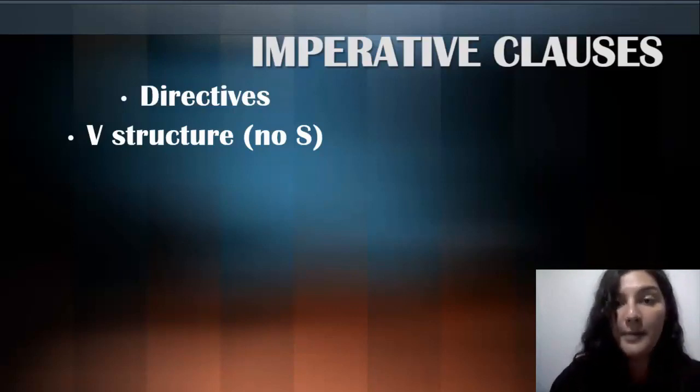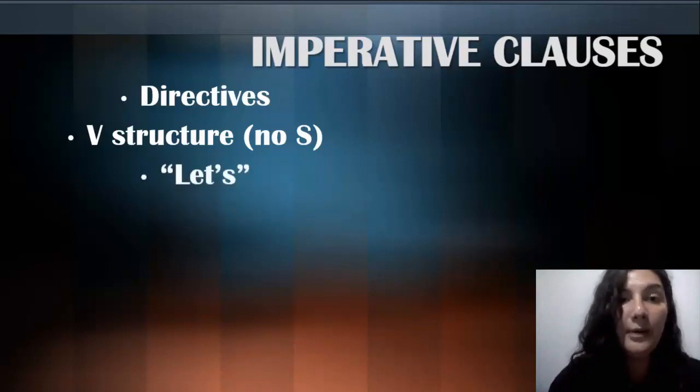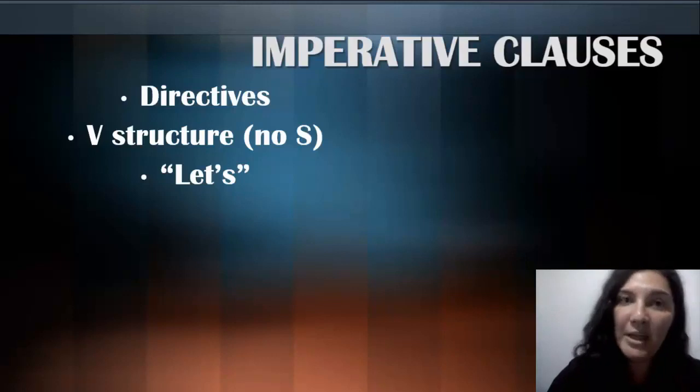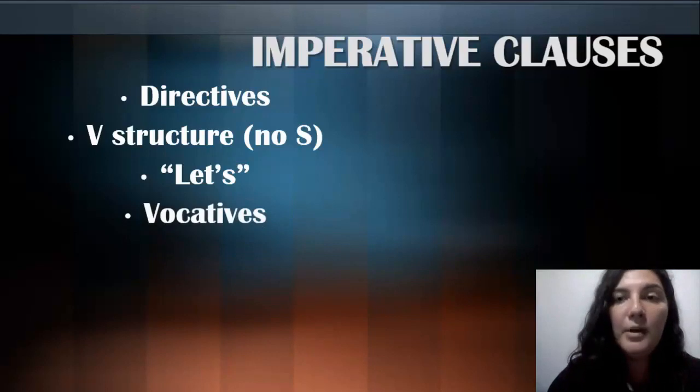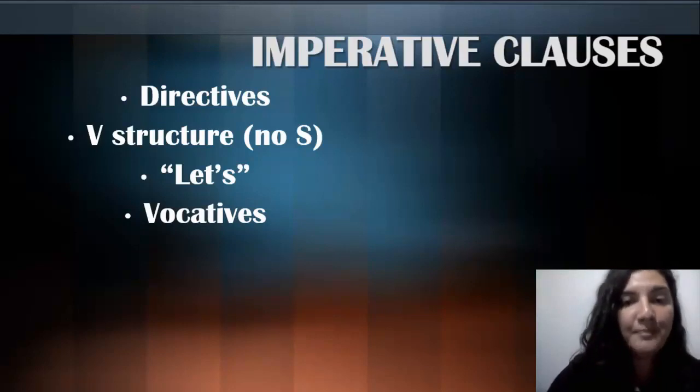There's a special type of imperative clause, which is the structure let's. It is composed by the verb let and us in the contracted form. So let's is a contraction of let us. And in general terms, this structure is used to suggest an imperative or a directive in which both speaker and addressee are included. Finally, we have the use of vocatives. Vocatives are also a special case of imperative clauses where we use a subject noun phrase to identify the person who is going to perform an action.